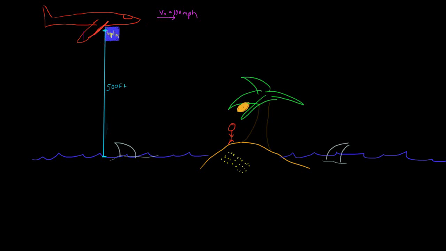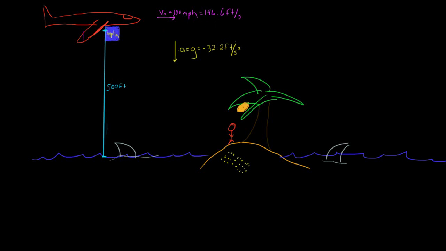And since this is a projectile problem, when we drop this supply crate, the only thing acting on it is the acceleration, which is gravity. So our acceleration is equal to gravity, and this is equal to minus 32.2 feet per second squared. And let's just do a conversion right now. Our 100 miles per hour is going to be equal to 146.6 feet per second.